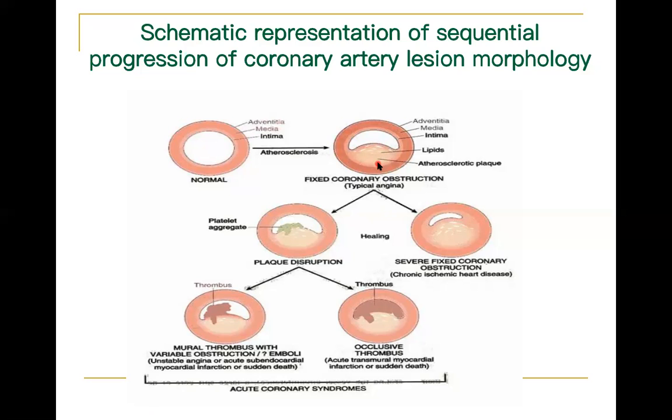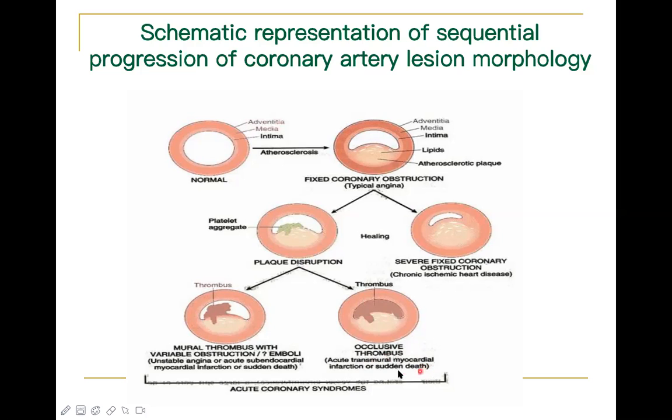Now what will happen after this rupture? See here, the platelets will aggregate and quickly form a thrombus. The artery is already 70 to 80% blocked. On top of that, if a thrombus is formed, it can have two important consequences. Now see here, it can completely block. See there, I cannot see any opening now. The whole lumen is completely blocked. That will give rise to transmural myocardial infarction or even sudden death.